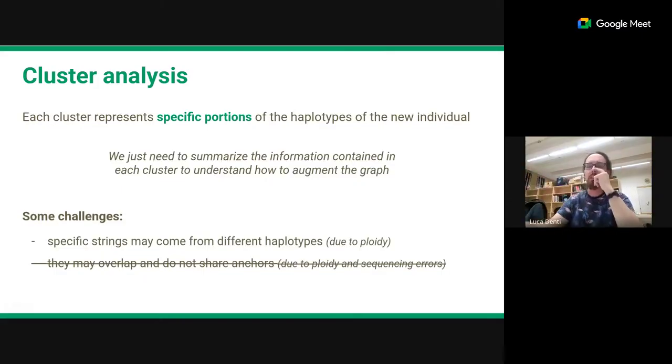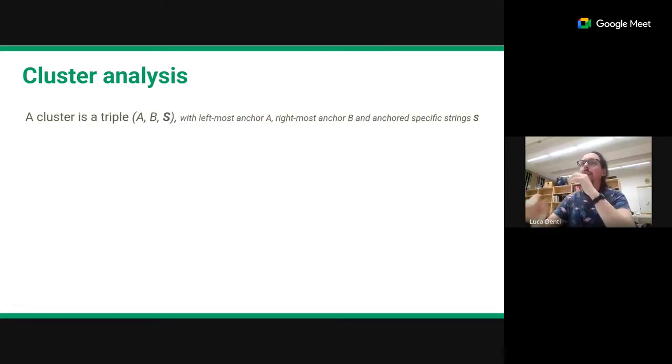Okay, there are some steps hidden in the approach, but I won't explain them. So we can consider a cluster as a triple, A, B, S, where A is the leftmost anchor and B is the rightmost anchor on the graph, and S is the set of specific strings that we placed on that subgraph that goes from A to B.